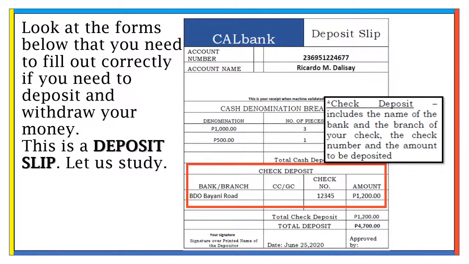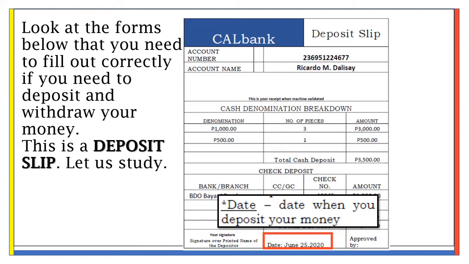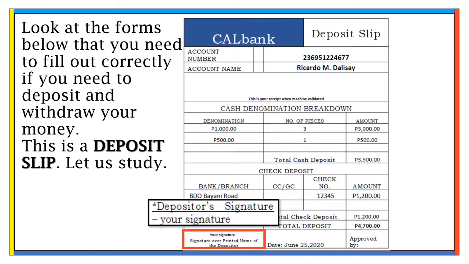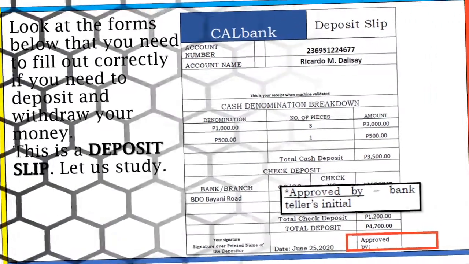Next is check deposit. Check deposit includes the name of the bank and the branch of your check, the check number, and the amount to be deposited. Then the date when you deposit your money, the depositor's signature, of course your own signature, and approved by the bank teller's initial.